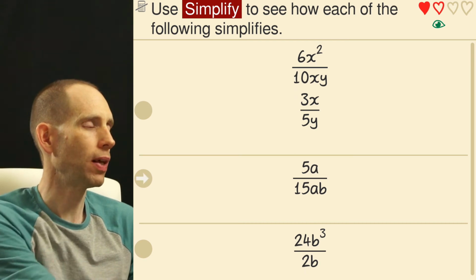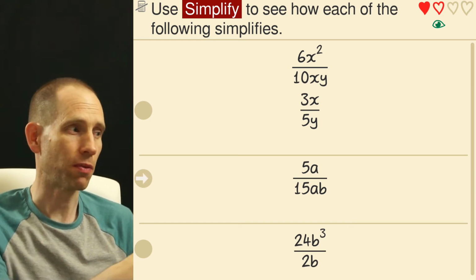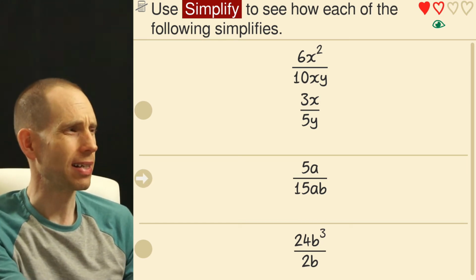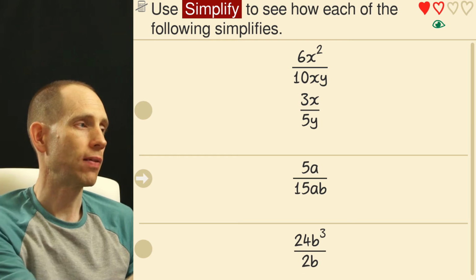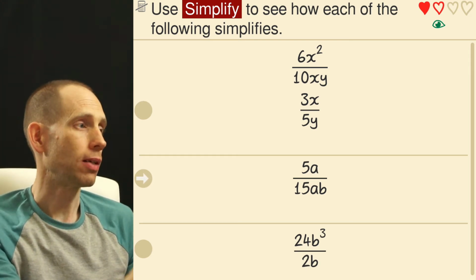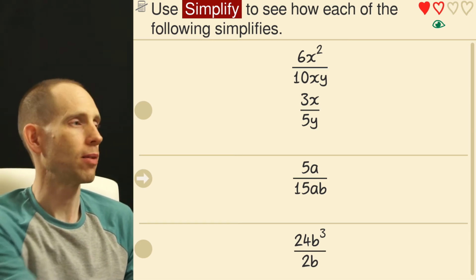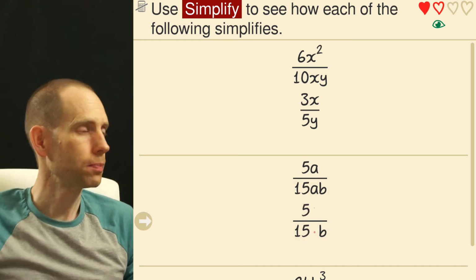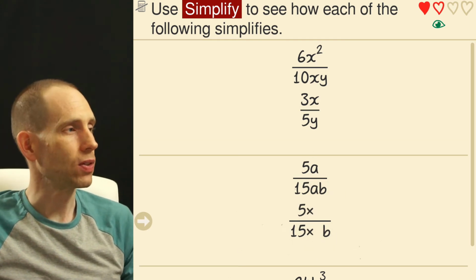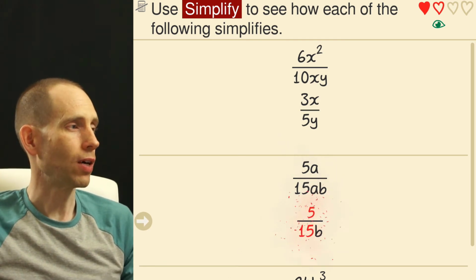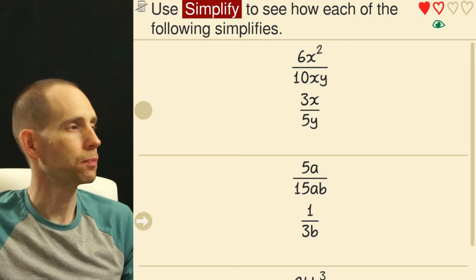Okay. Tap on that line to activate it and simplify this one. As you do these, try and picture in your mind what you think is going to happen before you see the actual animation. So I'm looking at this and I'm thinking, well, the a divided by the a is going to give me 1. So the a's are going to disappear. And 5 divided by 15, that's going to give me a third, isn't it? Because 5 goes into 5 once and it goes into 15 3 times. So a divided by a is 1. 1 times everything else is just everything else. 5 divided by 15 is 1/3. And the b just is still there.